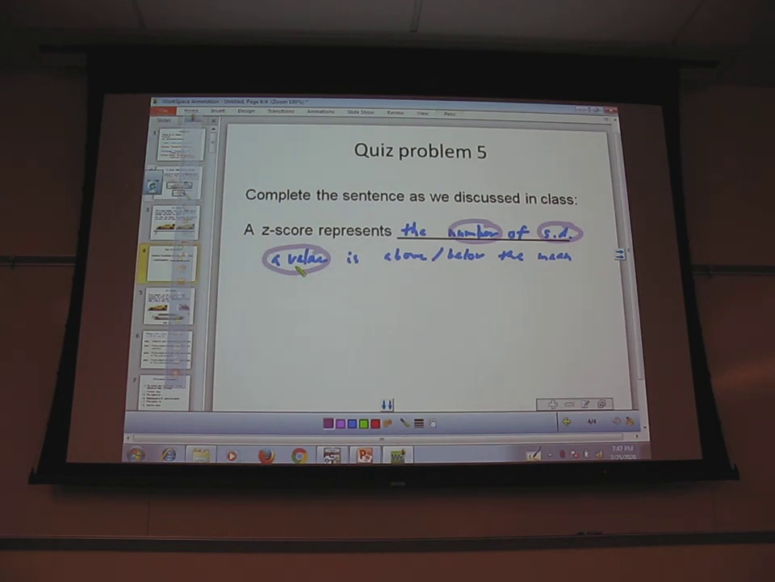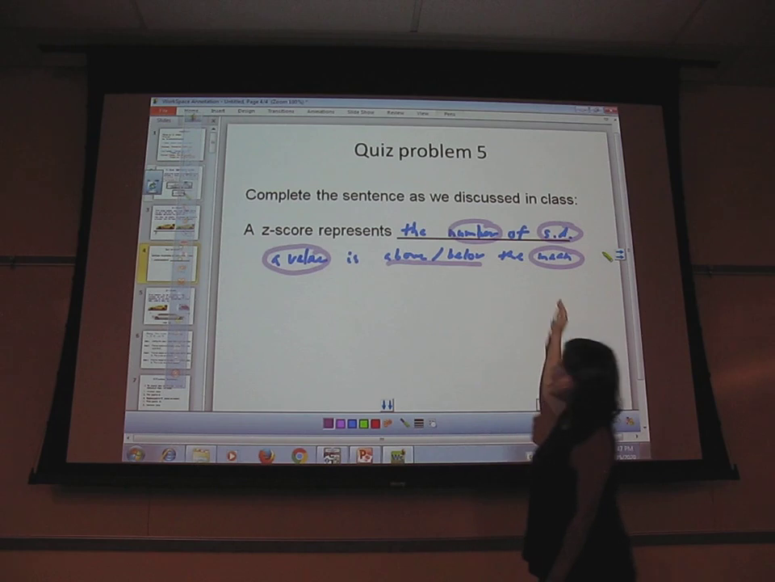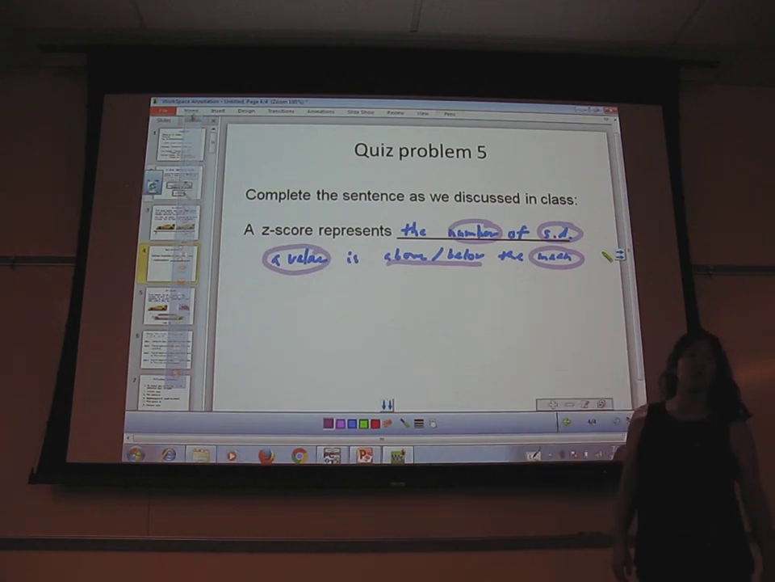But then you got number twice. Away from or above or below. And you better say the mean. Above or below what? The mean. Those 5 things are all critical. So you could say how many standard deviations a number is away from the mean. That's okay too.